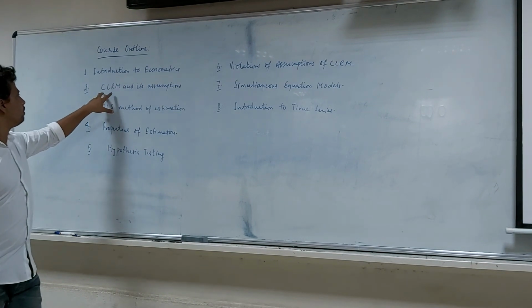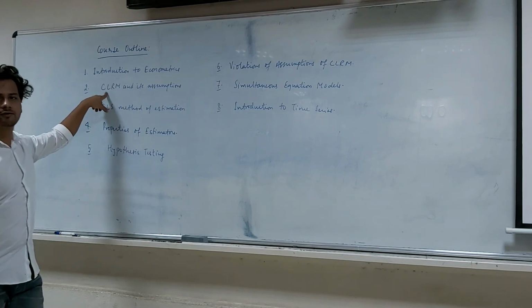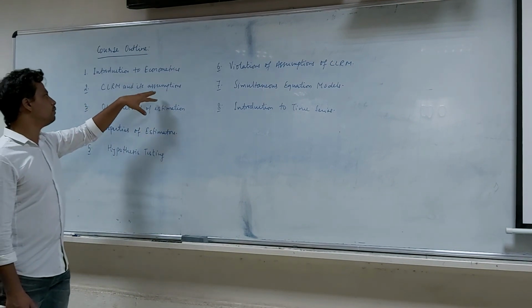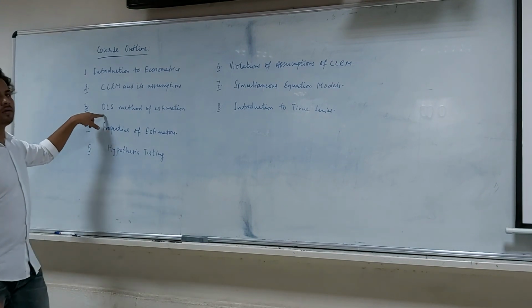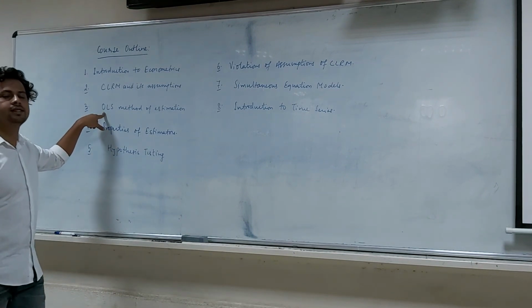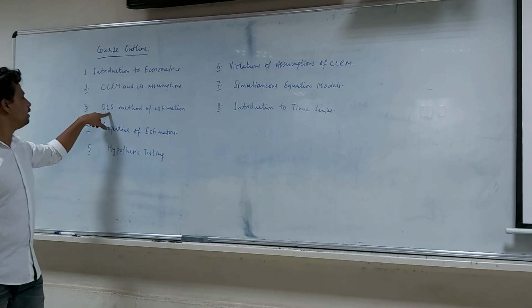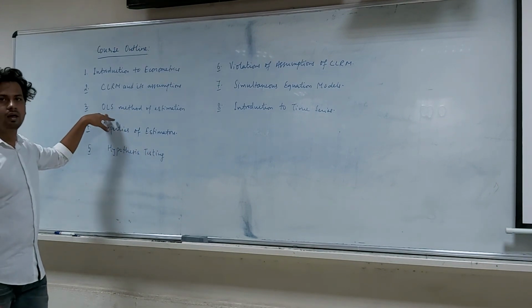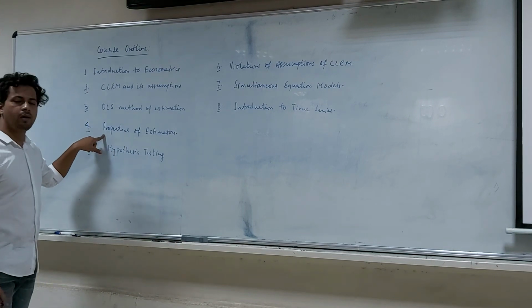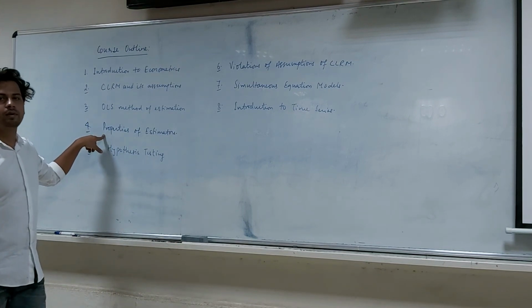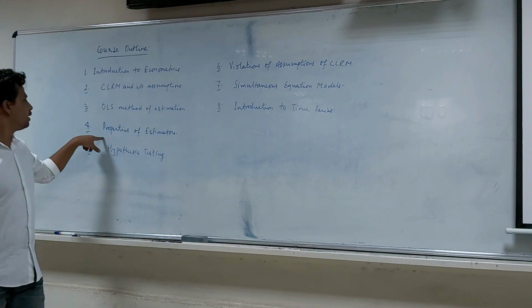Second, we talk about CLRM. CLRM stands for Classical Multiple Linear Regression Model and the assumptions on which this model rests. Third, we talk about one of the principal methods of estimating CLRM, the ordinary least squares method of estimation. In short form, it is also called the OLS method. Fourth, we talk about large and small sample properties of these estimators.